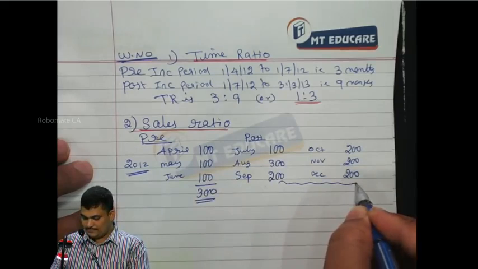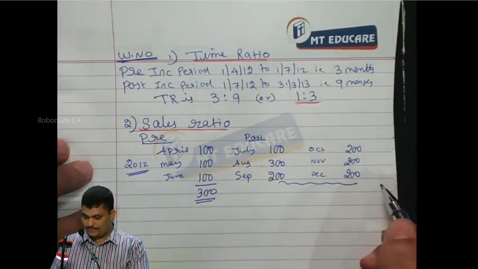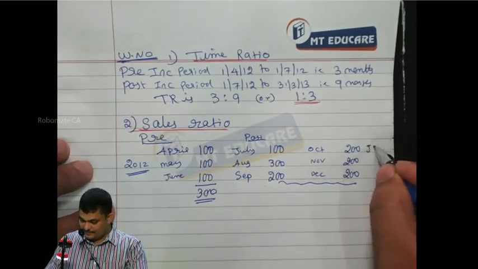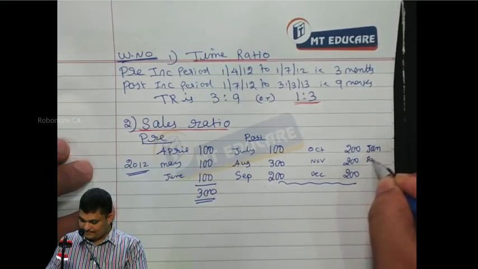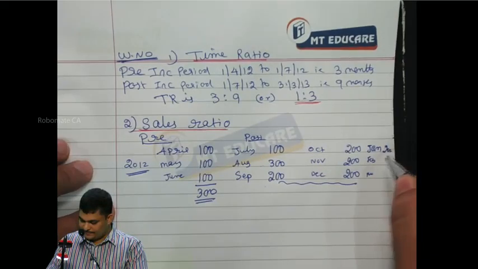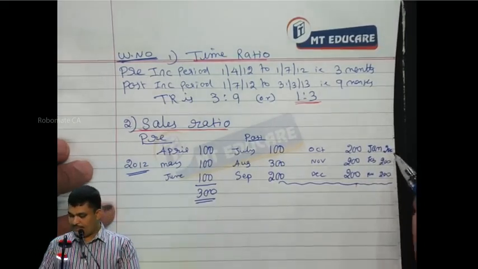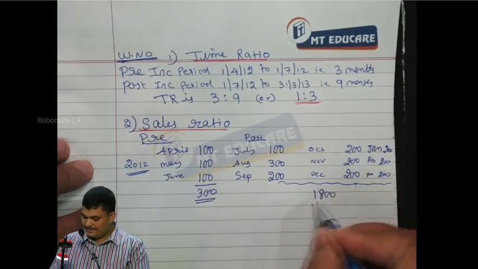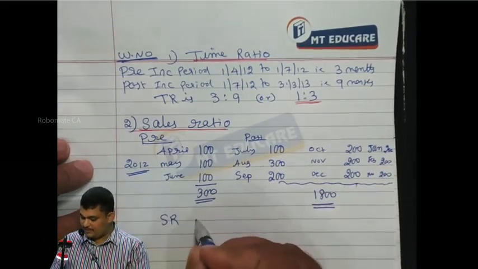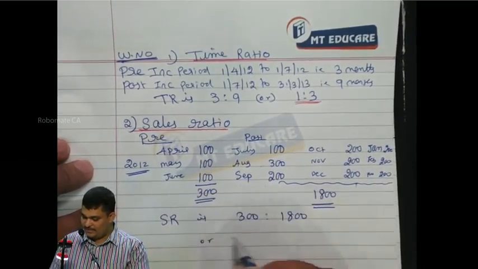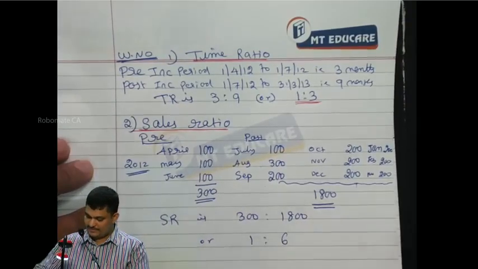Aggregate of Jan, Feb, March left. 200. 1,800. Sales ratio is 300 is to 1,800 or 1 is to 6.